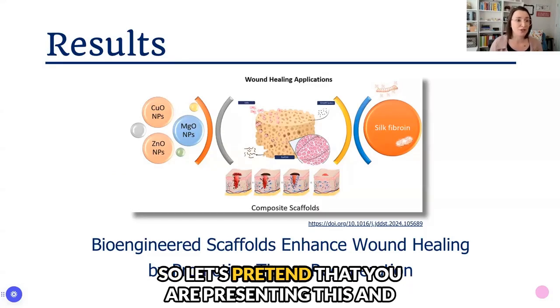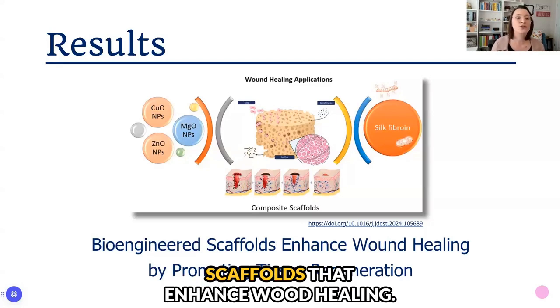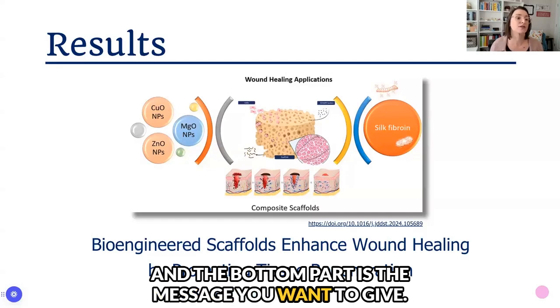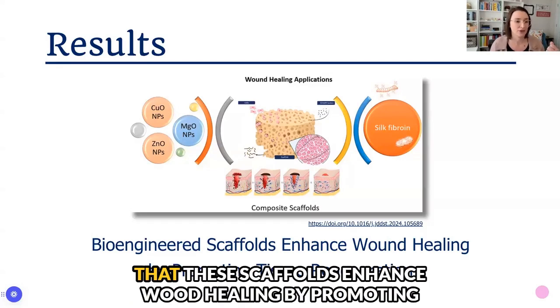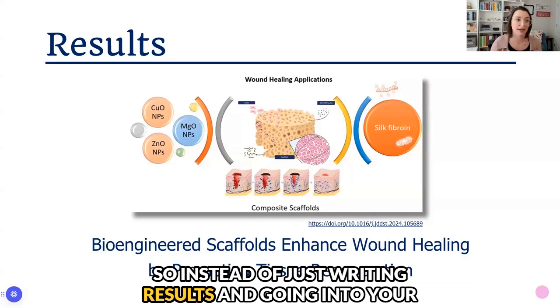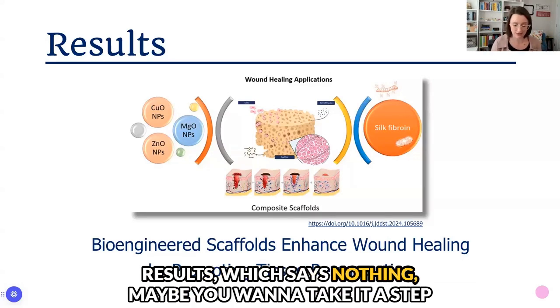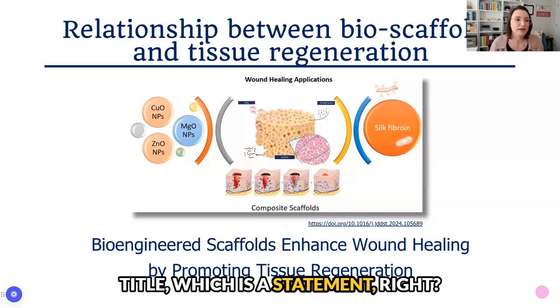So let's pretend that you are presenting this and you want to talk about scaffolds that enhance wound healing. And the bottom part is the message you want to give. You want people to walk away from your talk knowing that these scaffolds enhance wound healing by promoting tissue regeneration. So instead of just writing results and going into your results, which says nothing, maybe you want to take it a step further. And maybe you want to put something like this in the title, which is a statement, right?